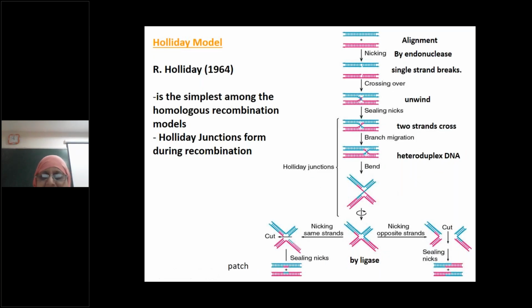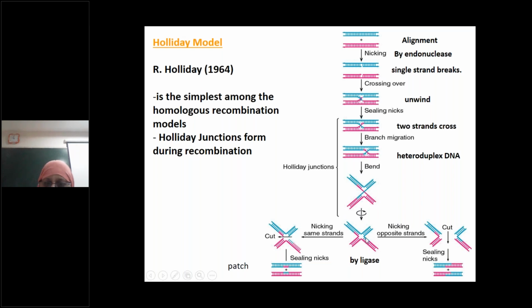If we go through again what we have seen in homologous recombination, we said these are the two pairs of DNA molecules. Nicking is occurring by the endonuclease. Single strand breaks are occurring. Crossing over of the strands is occurring, and then sealing or ligation of the cuts takes place. So crossing over and branch migration take place, resulting in the formation of a heteroduplex DNA. Then a 180-degree rotation takes place to form the Holiday junction.